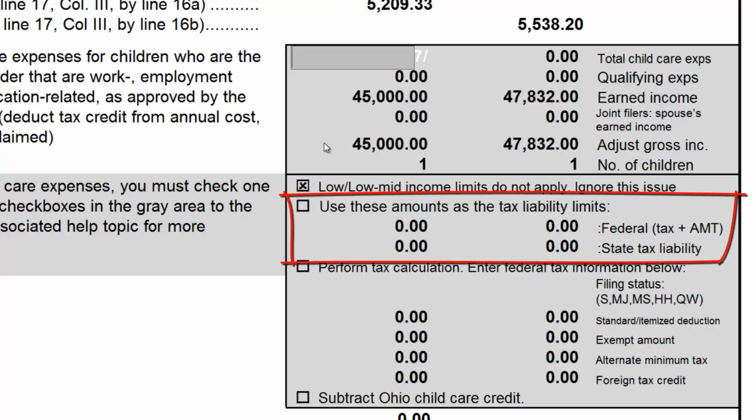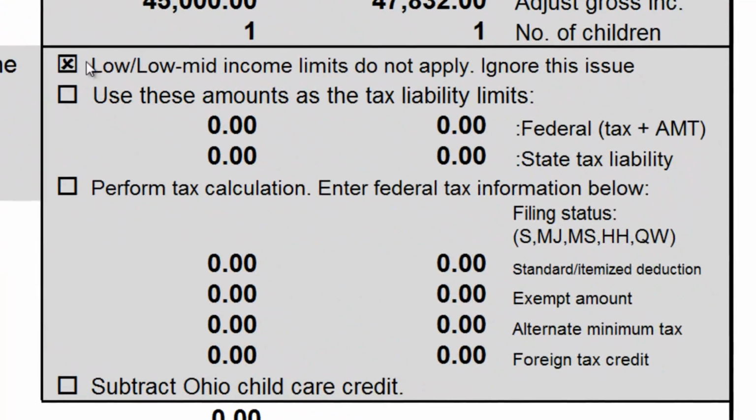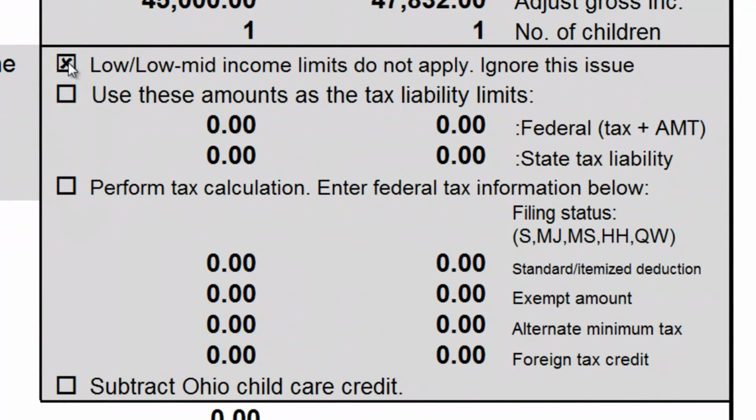Now, the second checkbox is for a situation where a party's credit is always the same. An example might be a lower income parent that has had the same tax situation for the last several years, and you know in advance that they're not going to owe any tax, and therefore the credit will be zero. Check this box and then enter the known tax liabilities, zero in the example I just mentioned, and you need not complete the remaining fields in the gray box.